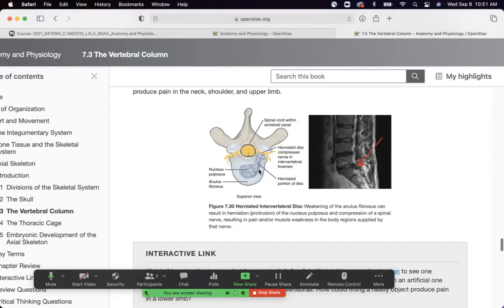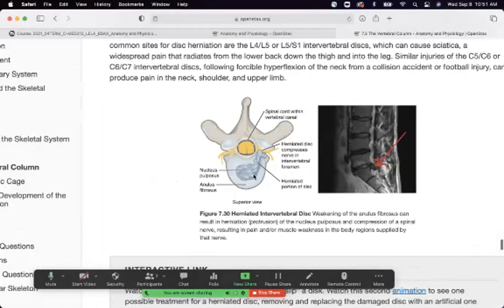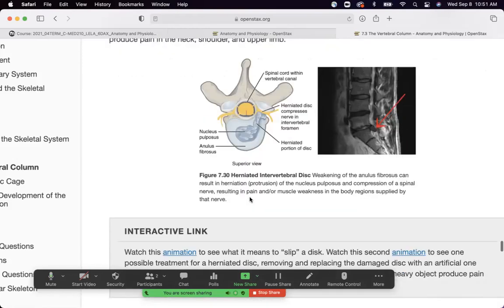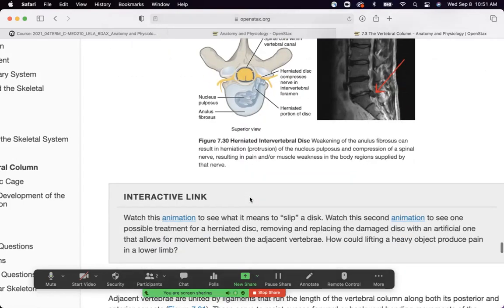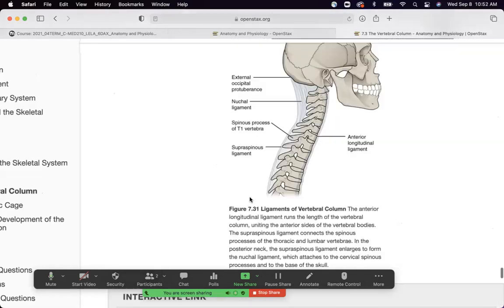Now, the intervertebral disc can herniate, hence the term herniated disc or slip disc. So if the nucleus pulposus starts deteriorating, or well, actually the external walls of the intervertebral disc starts deteriorating or gets pressed out, you could see how it can easily press on a spinal nerve and either cause paralysis or pain or both. Okay? And that's never a good thing.